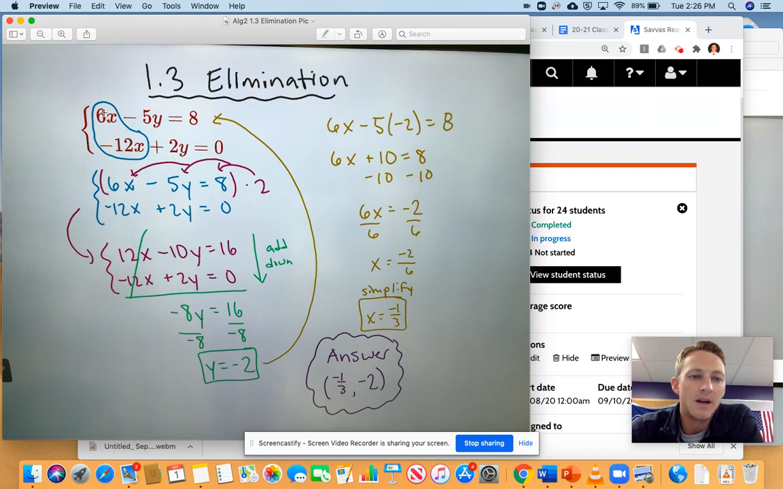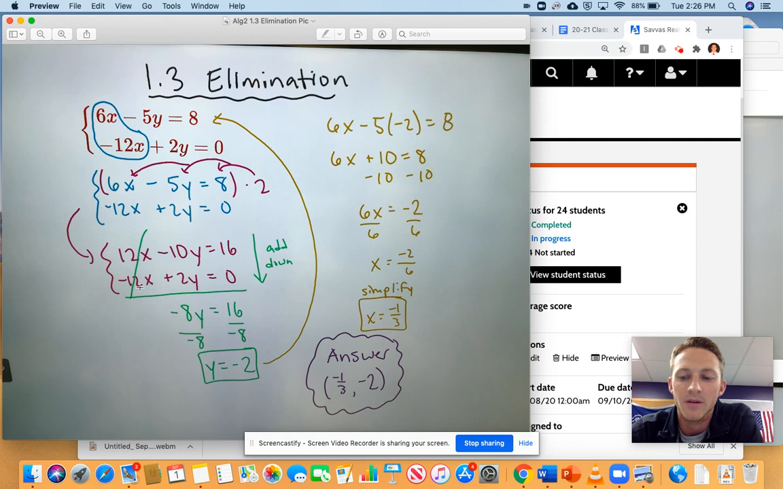So we're going to look at the x's. I rewrote down here, so this is the same equation, but in order to get the 6 to become a 12, we have to multiply the entire top equation by 2. So I'm multiplying everything in here by 2, and now I'm rewriting it as 12x minus 10y equals 16. Notice I multiplied everything on the top by 2, and now I have a positive 12x and a negative 12x.